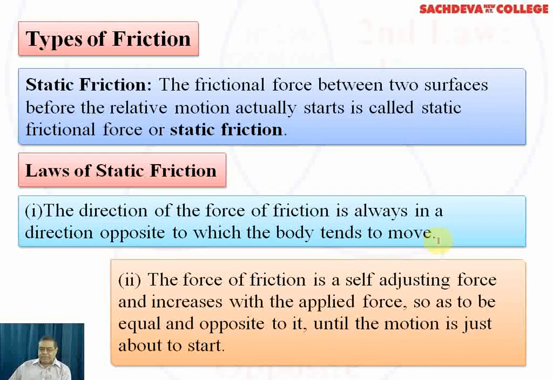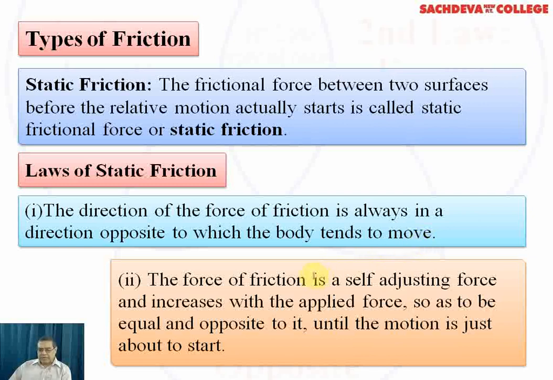So, this I have repeated now 2 to 3 times. You can understand it like this, that if the body is moving in one direction, then the surface is opposing the motion. So the direction of force of friction is always in the direction opposite to which the body tends to move.